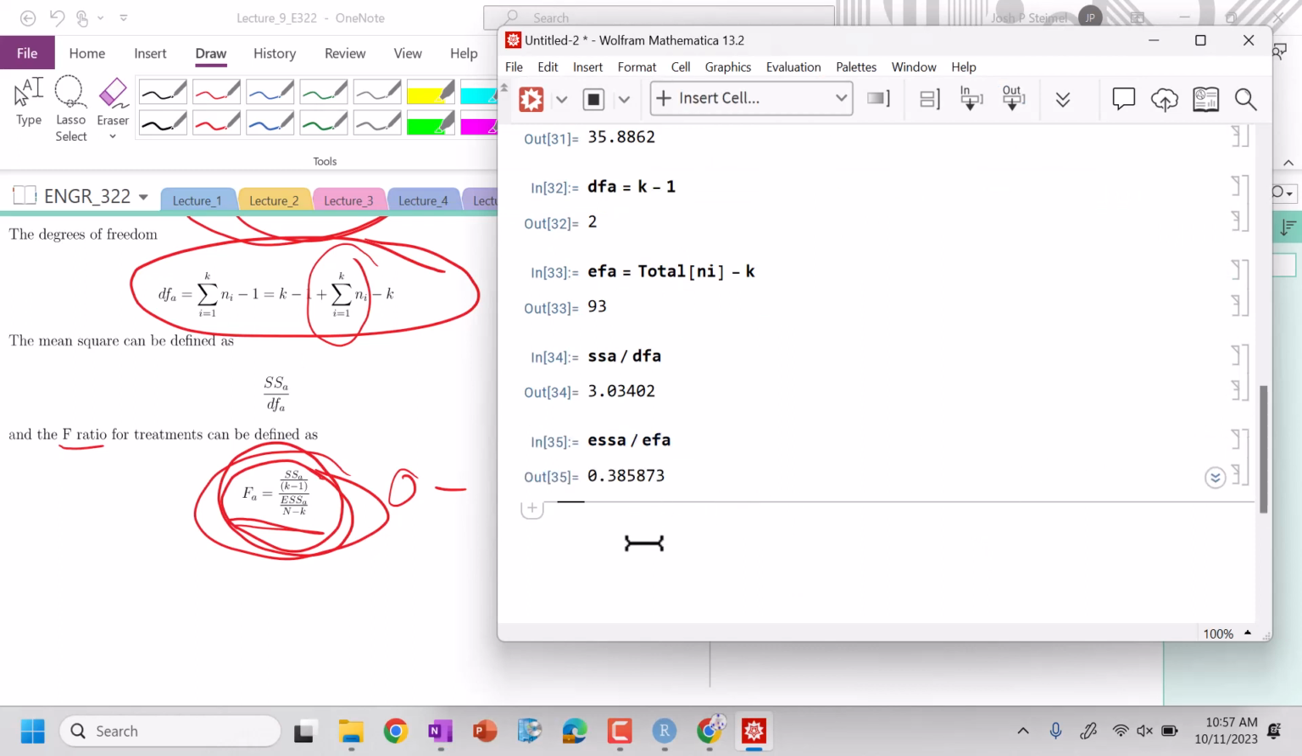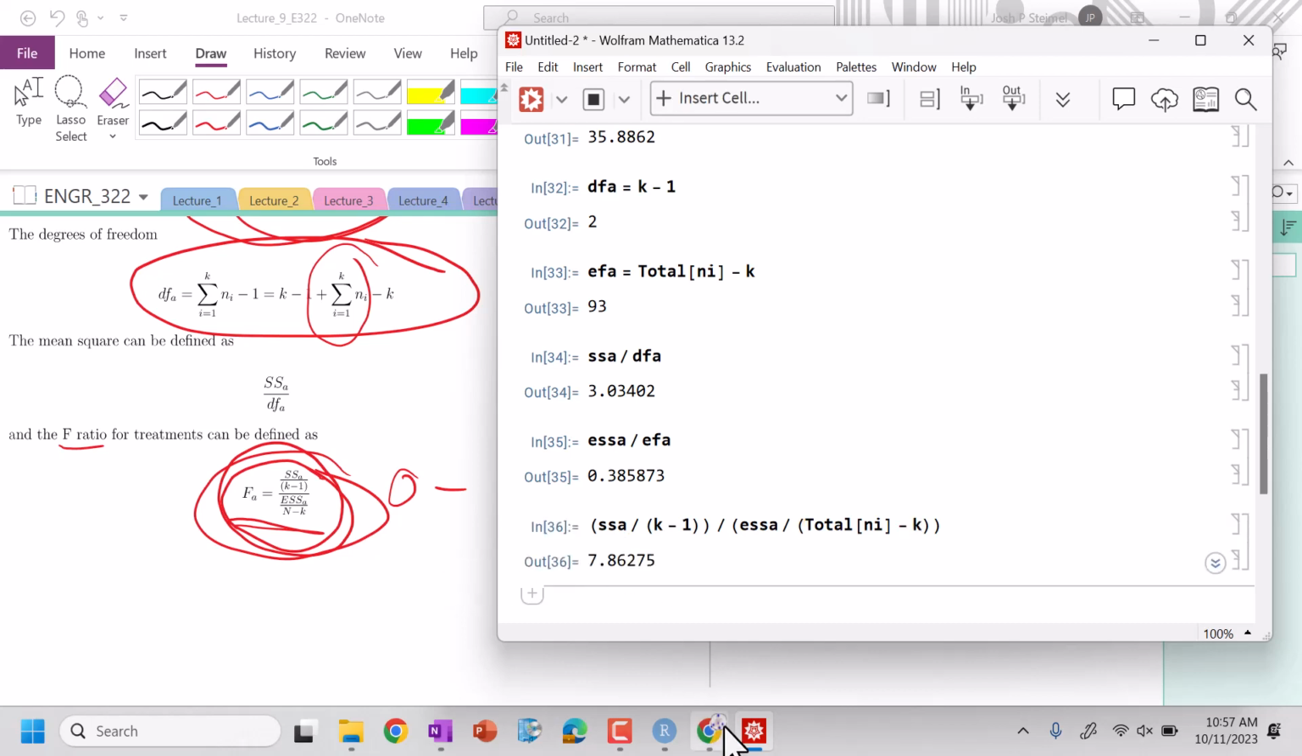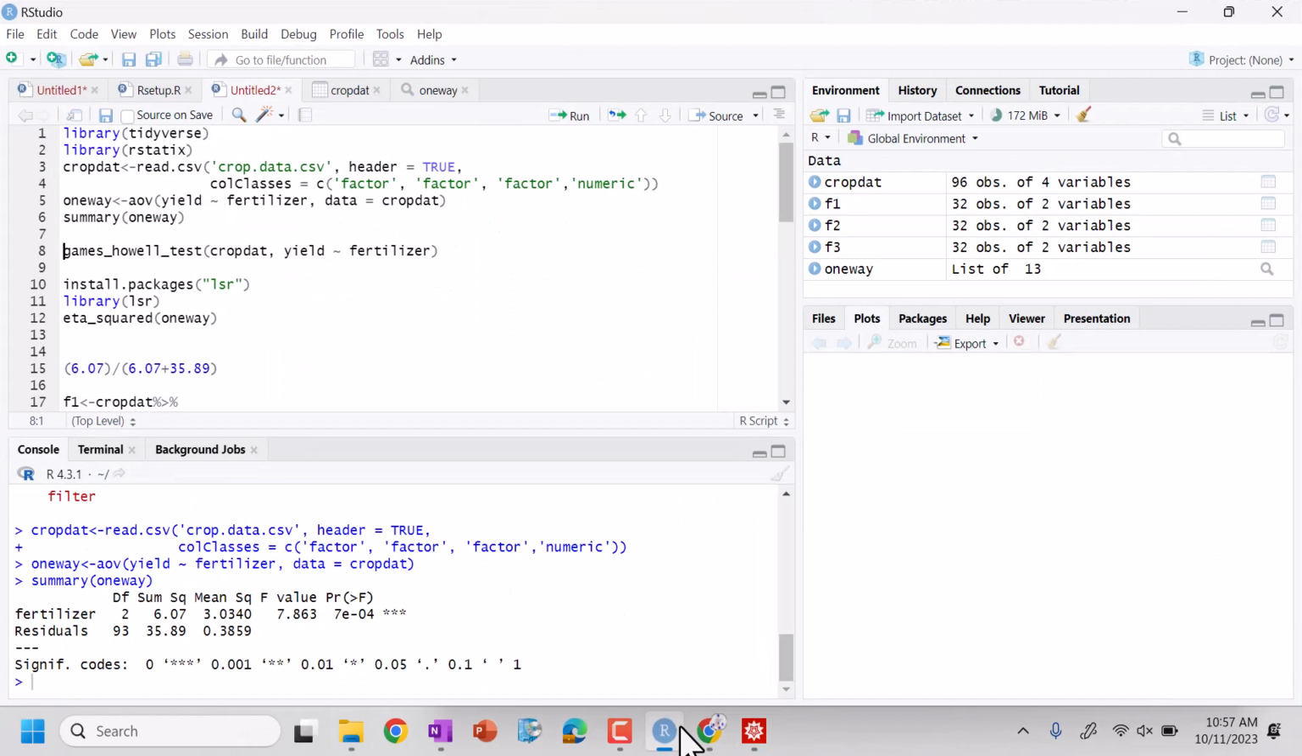And then the F ratio is just going to be my SSA divided by k minus 1, divided by ESSA divided by my big N, which is going to be the total of n sub i, I should have defined that, minus k, which is the same thing. 7.86, that's my F value. And then now I'd have to look in the table.